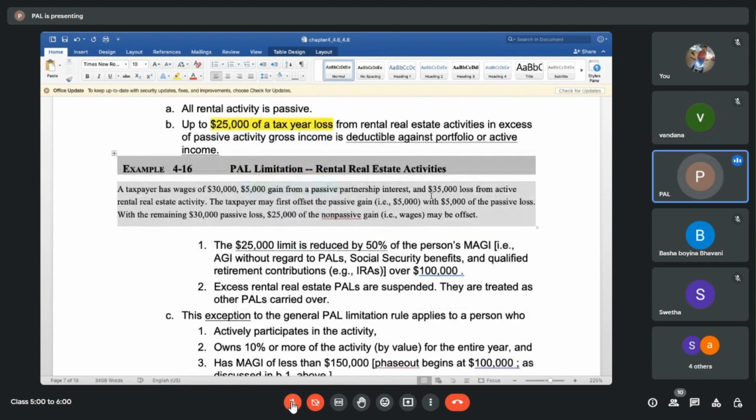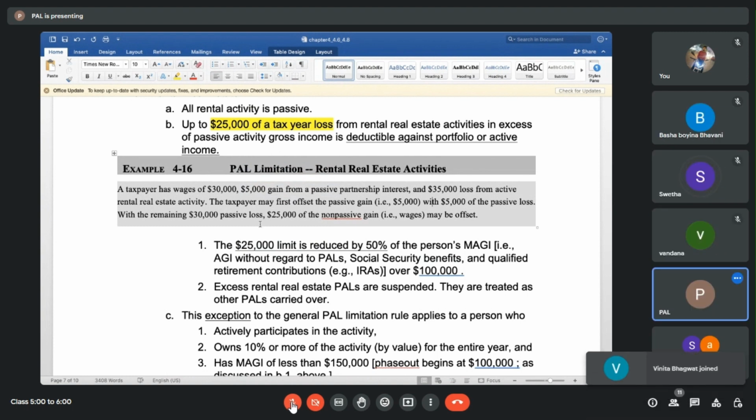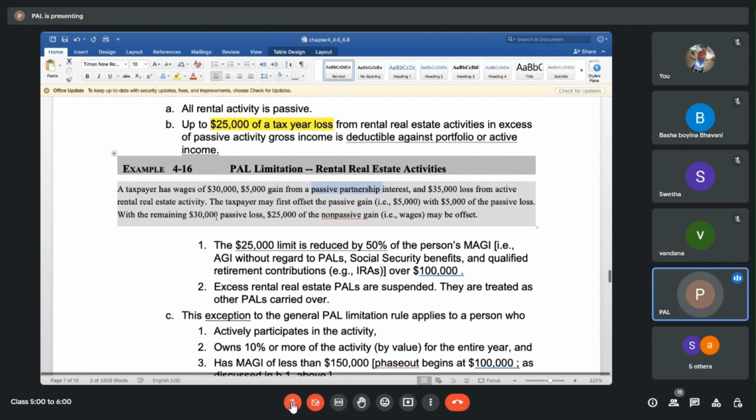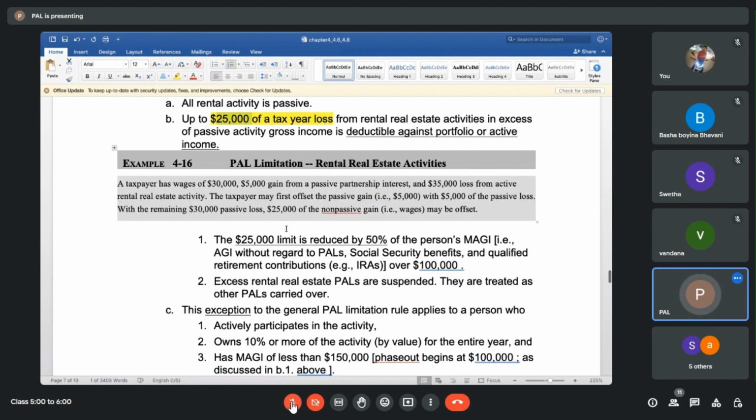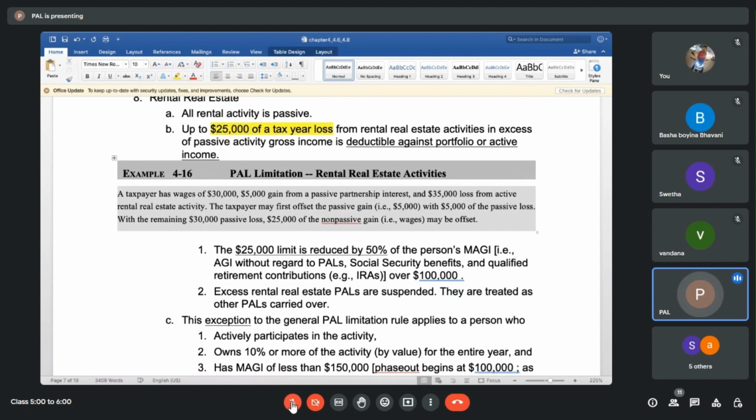So what they're saying is, first of all, we know that adjusted gross income is very low for this person, definitely not more than $100,000, because all they have is $30,000 of wages, $5,000 from some other partnership gain, and the rest is a $35,000 loss from real estate activity. So first, this $5,000 of passive partnership gain gets offset against this loss. Now she's left with $30,000 of loss, or he. Out of that $30,000, she should be able to take $25,000 against the non-passive gains, because the AGI is very low, so she's getting that benefit. If at the same time her income was $130,000, this would not come up as deductible.